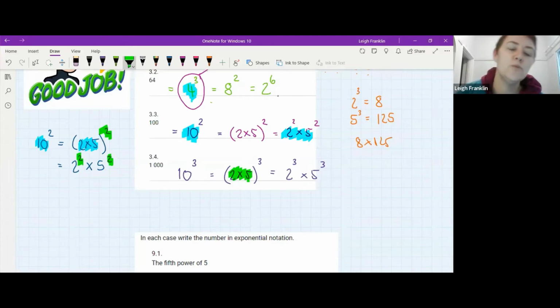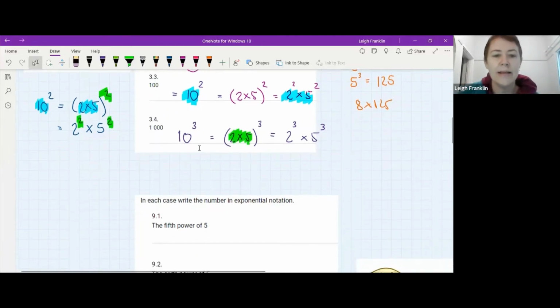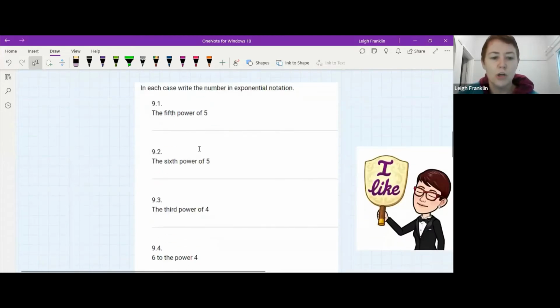Okay, so now let's work on writing a number in exponential notation. What I'm going to do is let you try these questions, and then Kat and I are going to give you 4 minutes, and then we're going to mark them. In each case, you are going to write the number in exponential notation. That means you have to write it with a base and with an exponent.